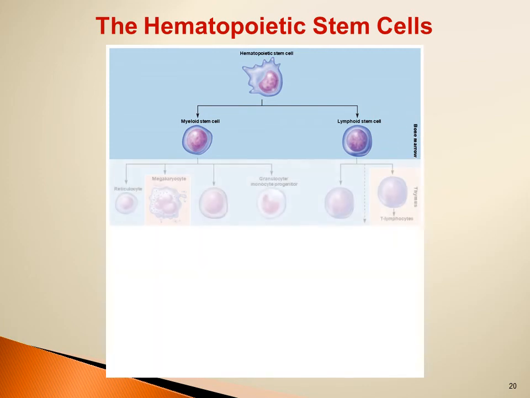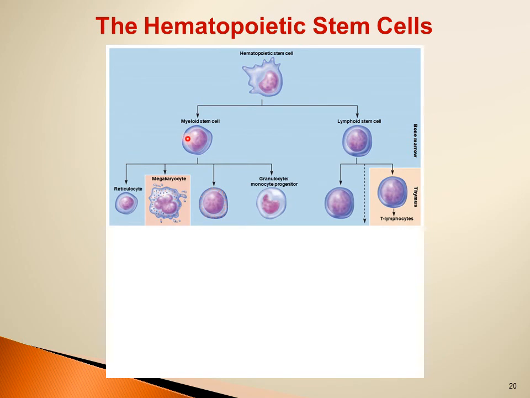Then the myeloid stem cells will give reticulocytes that are the precursors for the red blood cells. Megakaryocytes, these are giant cells that will give small fragments, and these are the platelets. And then it will give the neutrophils or basophils and eosinophils, as well as the monocyte progenitors. And here the lymphoid stem cell can give B lymphocytes and T lymphocytes in the thymus.